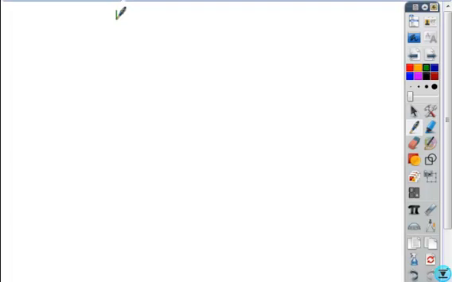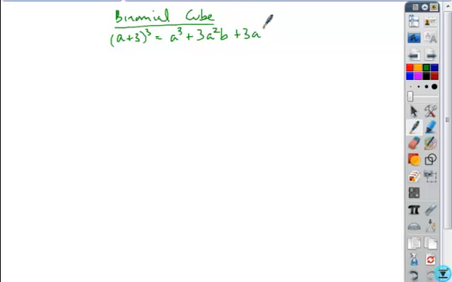Okay, the last one here is probably new to you, and that's the binomial cube. And again, if you take the sum of terms cubed and you expand that out, it's going to be the first term cubed plus 3 times the first term squared times the second term plus 3 times the first term times the second term squared, and all times the second term cubed.